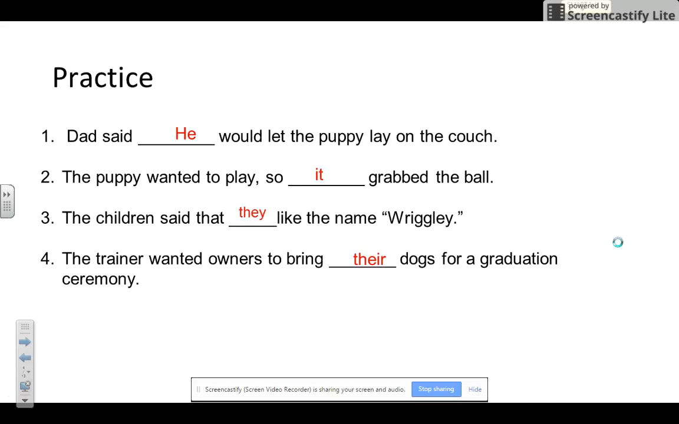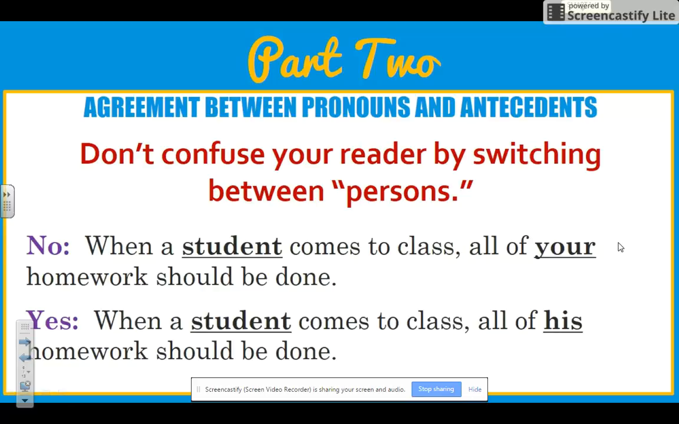All right, so we're going to practice the person pronoun antecedent agreement. Notice how this sentence here says, when a student comes to class, all of your homework should be done. Notice how this sentence starts off in third person. So if you refer to someone by their name, like student, or if I refer to myself by my name, Mr. Hall went to Walmart, Mr. Hall went and washed his truck, and then Mr. Hall went to eat, those whole three sentences are in third person because you're using names. So this sentence starts off in third person, and then it switches to second person. That's not okay, so this is not a good sentence. Notice how we fix this sentence down here.